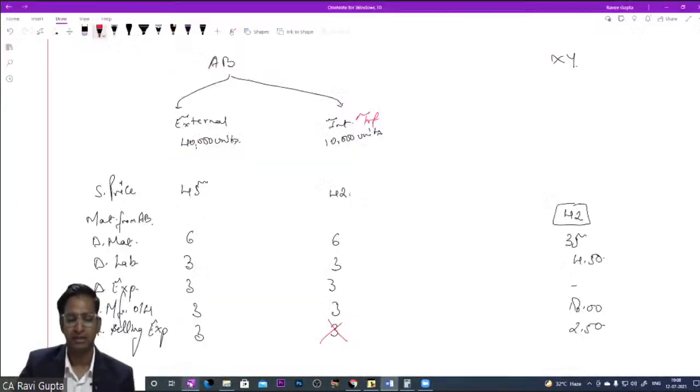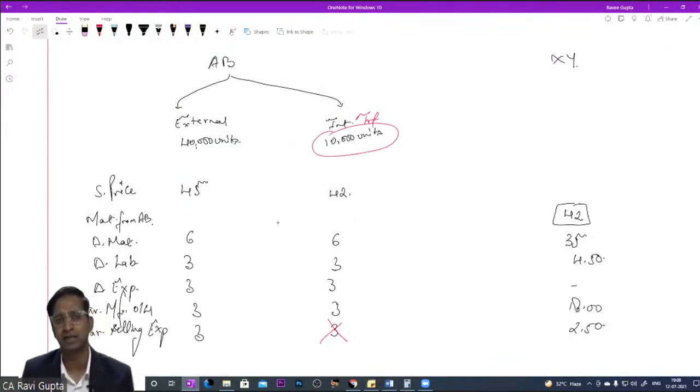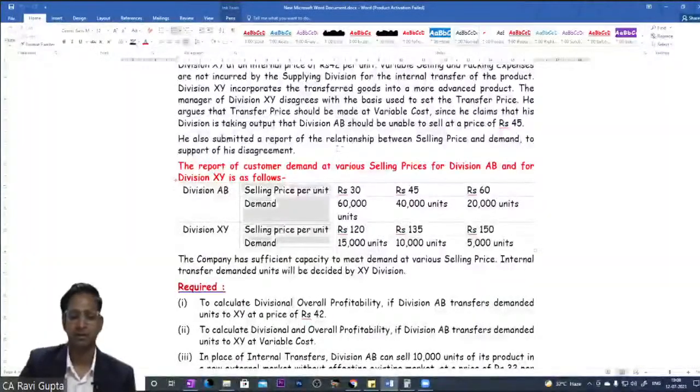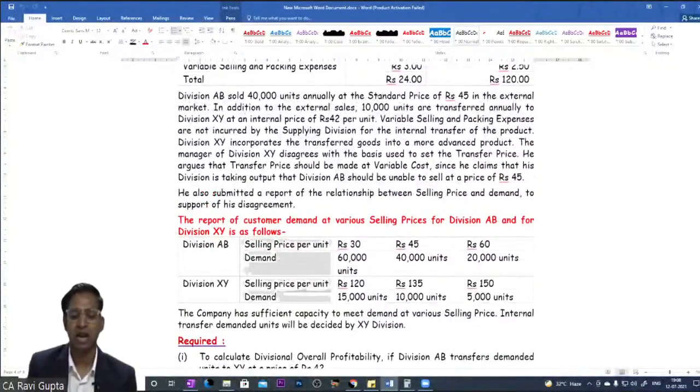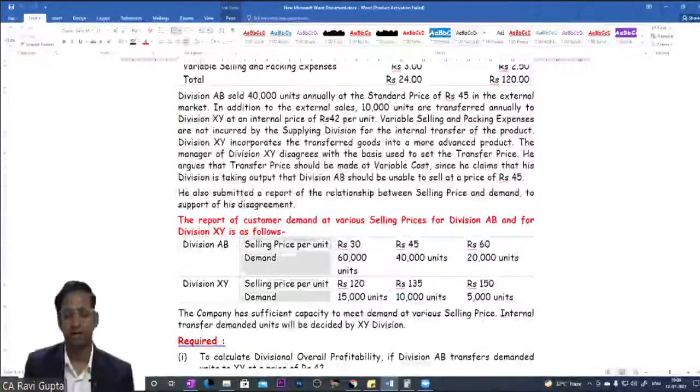Now you might be thinking that we have already taken 10,000 units here, so why are we not transferring 10,000 units? See, this is a standard figure, an annual standard figure at a standard price. What they do is transfer 10,000 units internally. But now the situation is completely changed. Now it is saying that internal transfer demanded units will be decided by division XY.